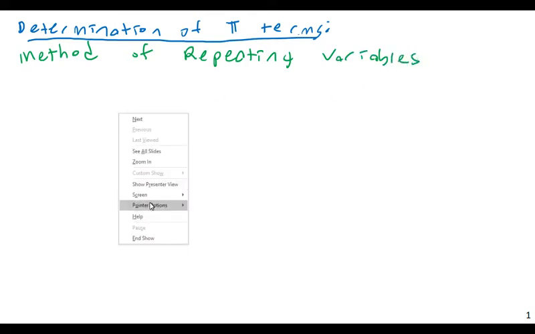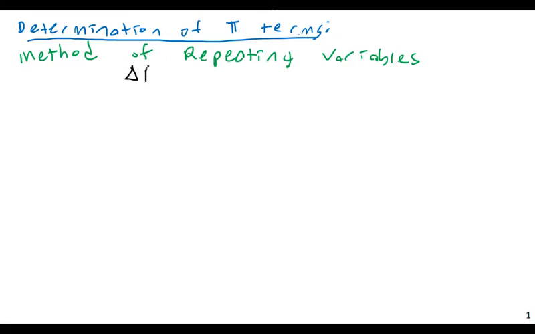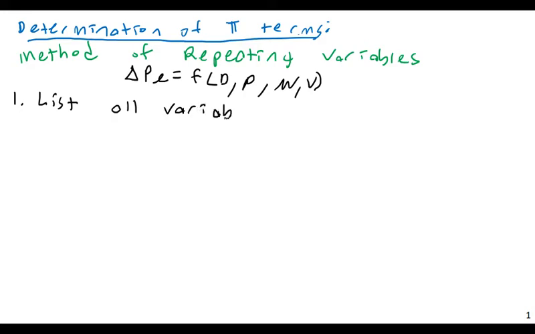All right, so I'm going to reference the same kind of thing I used last time, which, if you remember from the previous video, if you want to go back and reference it, was delta PL equals a function of diameter, density, viscosity, and velocity. So we're going to be referencing this system as we work through our determination of pi terms. The first step will be to list all variables that might describe a system, but they must be independent.